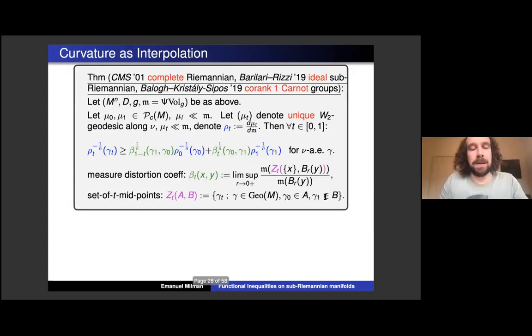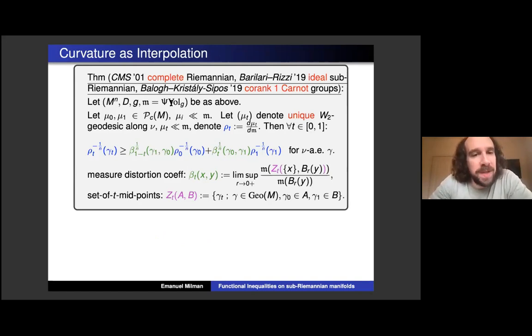So let's now come to the result which served as a starting point for our work. In the Riemannian setting, this is completely classical, already a 20-year-old result due to Cordero-Erausquin, McCann, and Schmuckenschläger. They showed this for complete Riemannian manifolds. But in the sub-Riemannian setting, this is recent. For ideal sub-Riemannian manifolds, this is due to Barilari and Rizzi. And for not necessarily ideal corank 1 groups, this is due to Balogh, Kristály and Sipos.